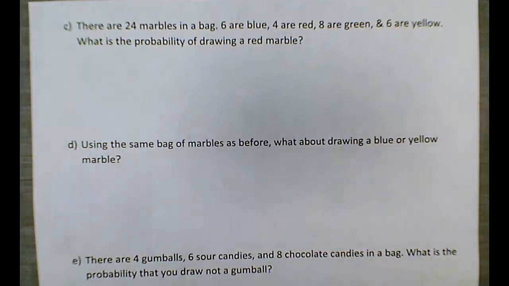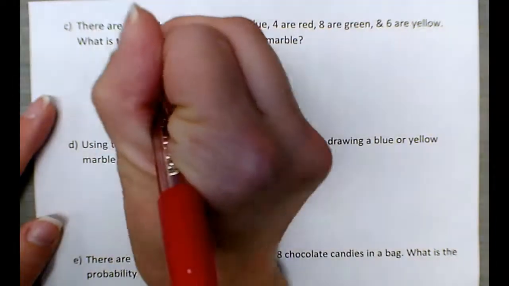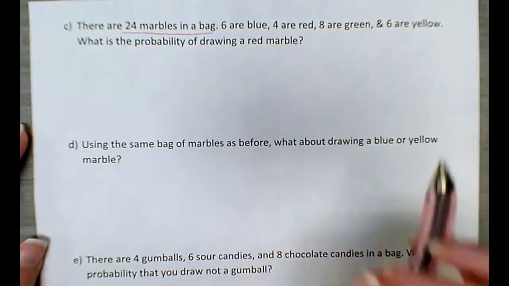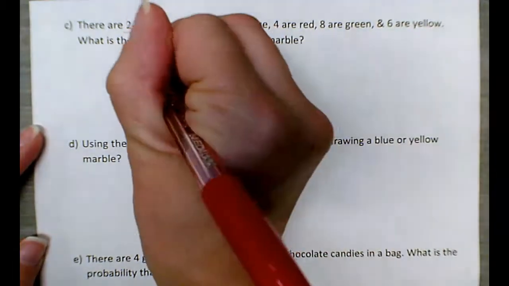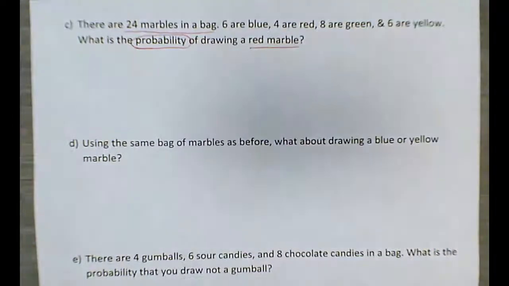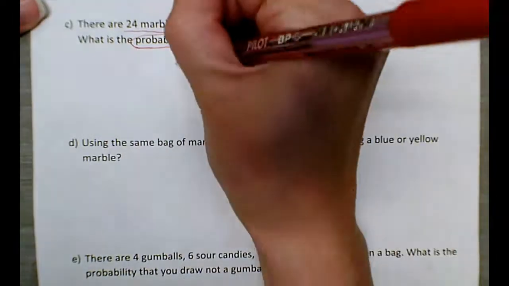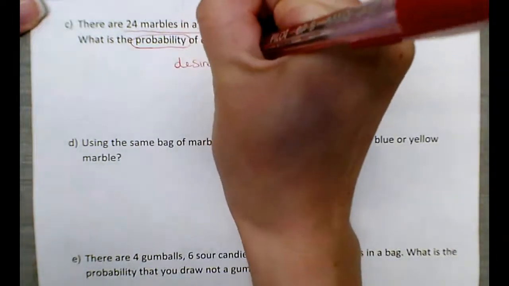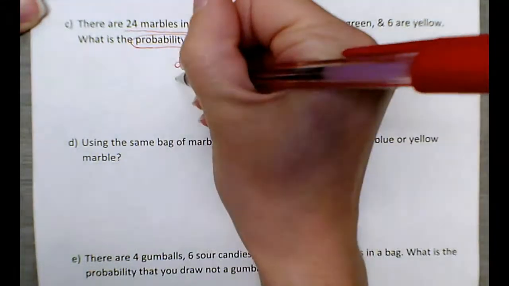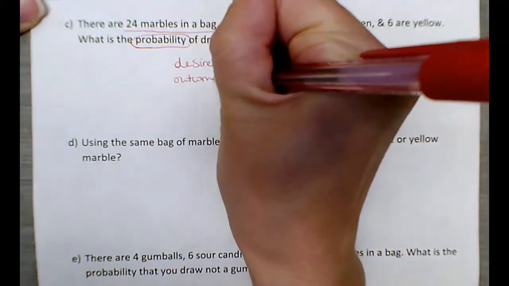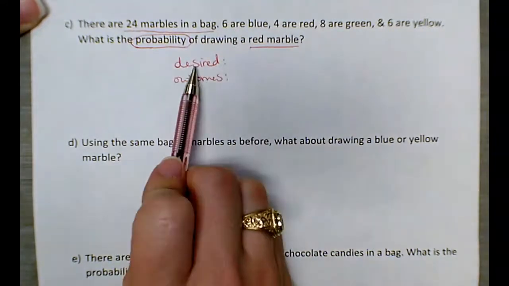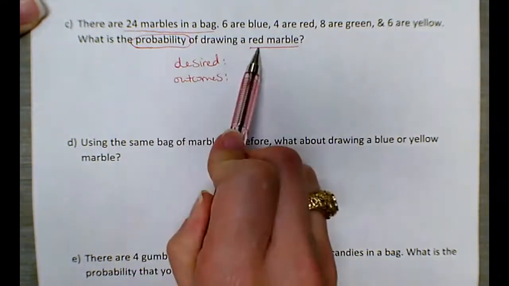So in this last page, there are 24 marbles in a bag. There are 6 blue, 4 red, 8 are green, and 6 are yellow. What is the probability of drawing a red marble? So remember, we want the number of desired outcomes, and then we want the total possible outcomes, and that will help create our fraction. So what do we desire? Well, we desire a red marble.